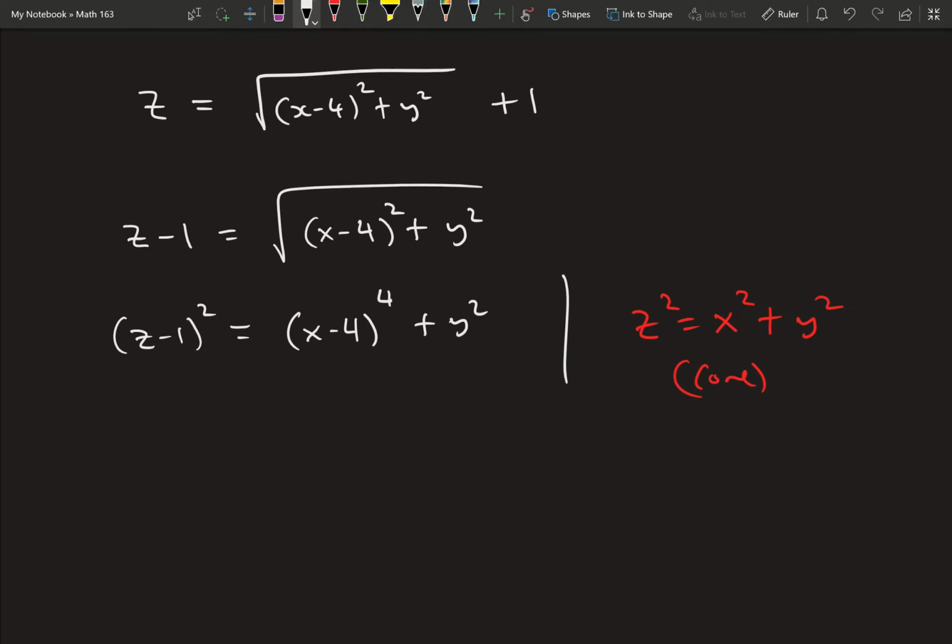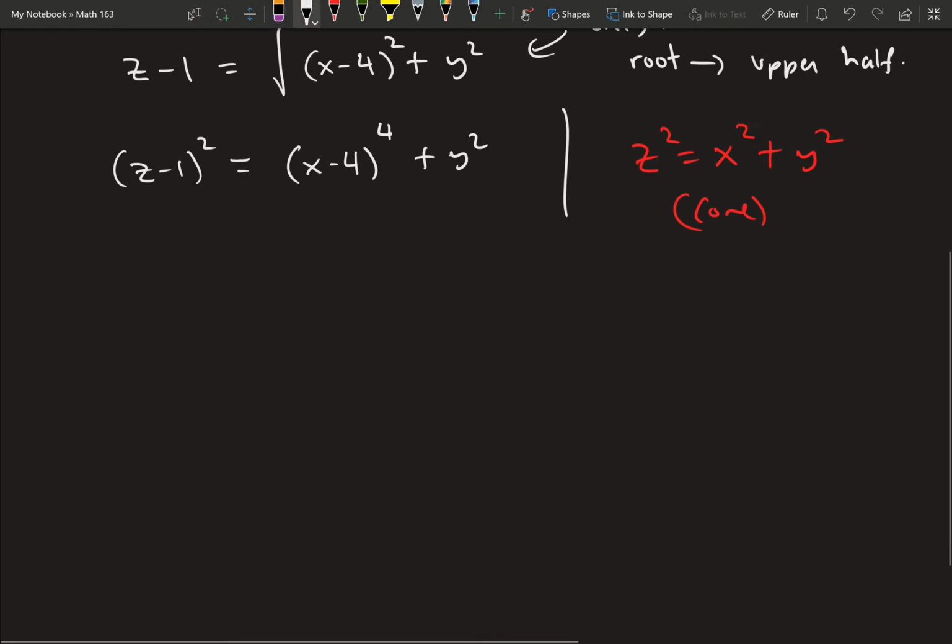And remember that because we only have the positive square root here, only positive square root means we only have the upper part, the upper half of the cone. Again, the total cone is not a function. It fails the vertical line test.